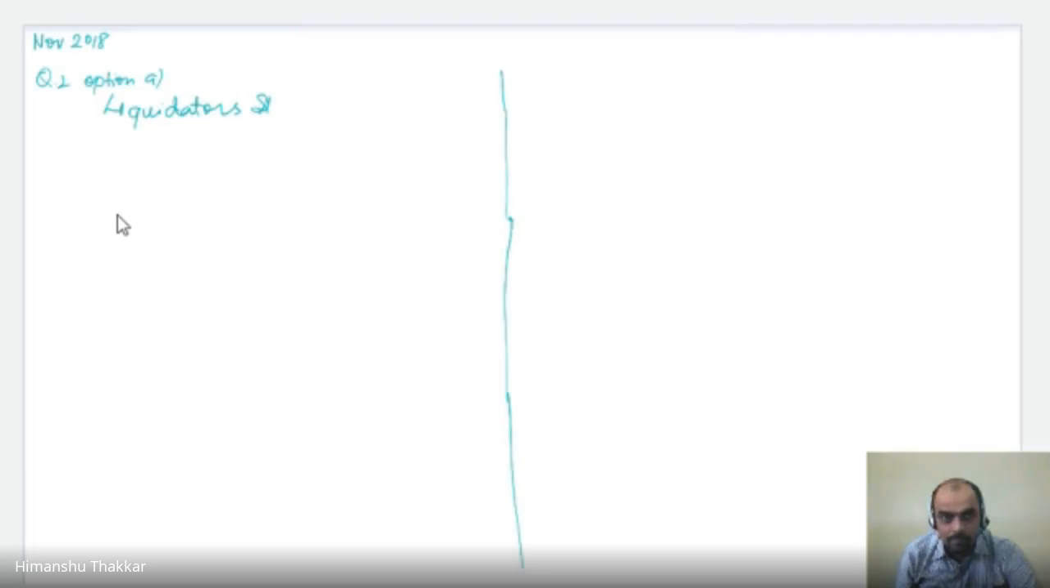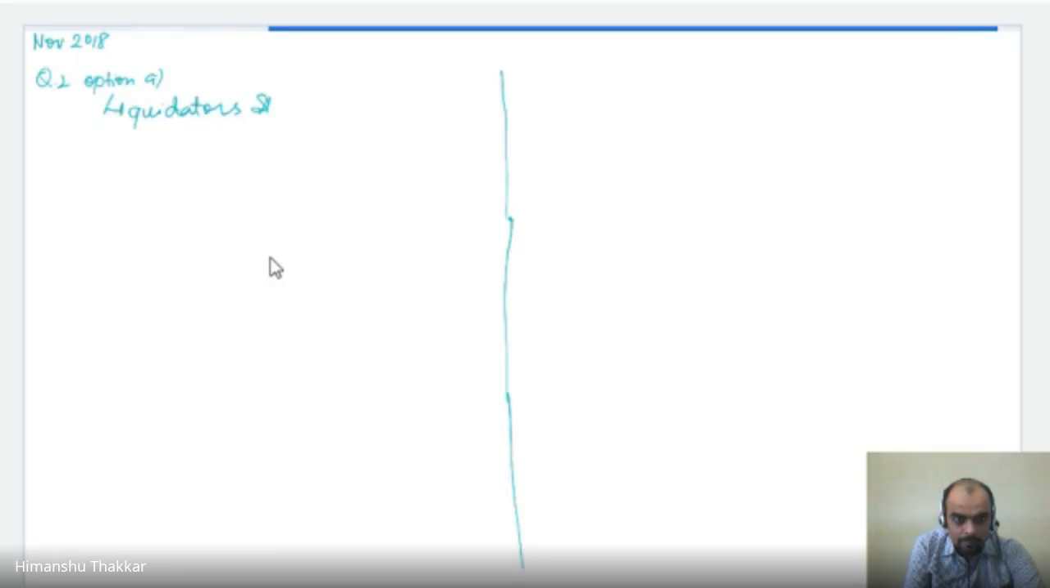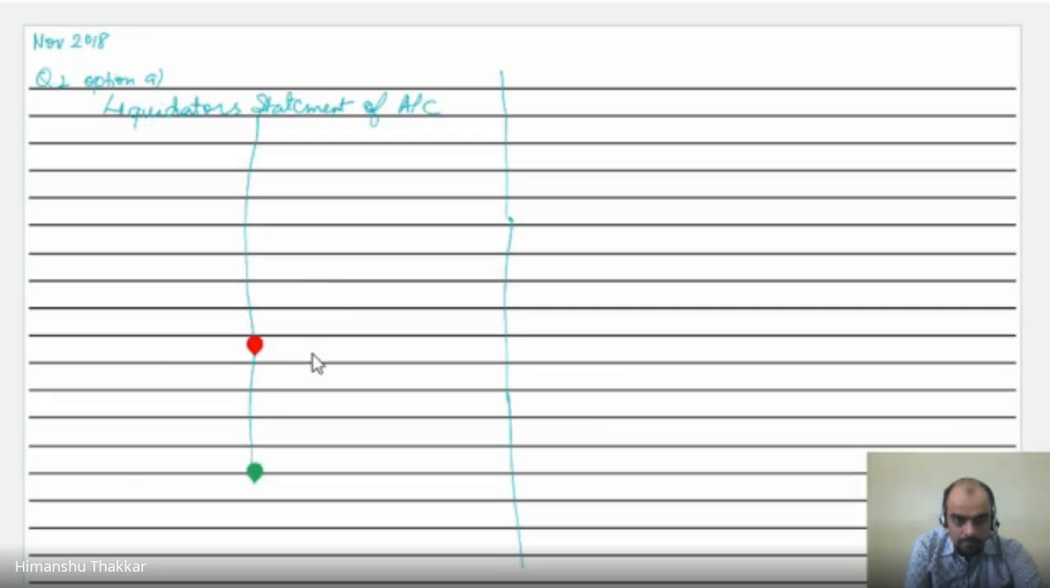I'm starting with the liquidator statement of account. You can do this sum along with me on Jamboard, right? If you know it, you can go ahead with the sum. For the rest of the students, I'm doing it on the Jamboard. So you can see here, I already started preparing.